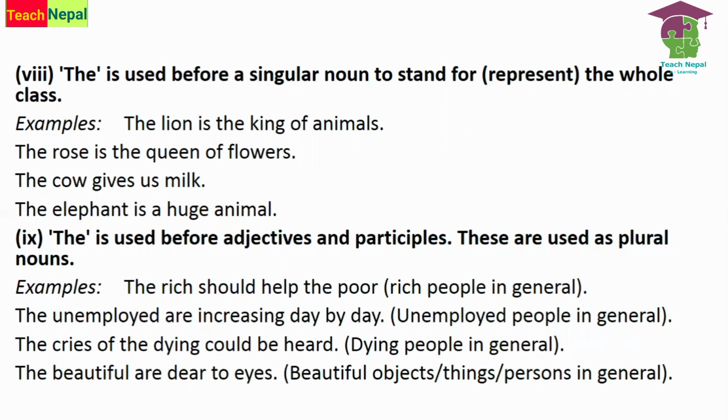The is used before adjectives and participles. These are used as plural nouns. The rich should help the poor, rich people in general, right? It is talking about all rich people here. The unemployed means referring to all unemployed people. The cries of the dying could be heard, means dying people in general. The beautiful are dear to eyes, right? Means all beautiful objects and persons.